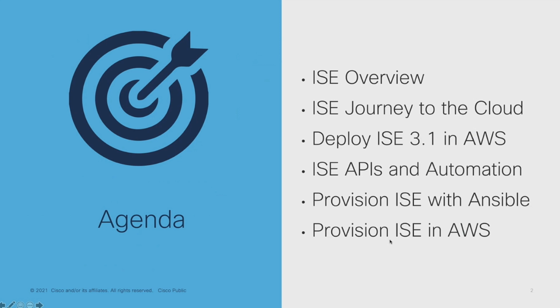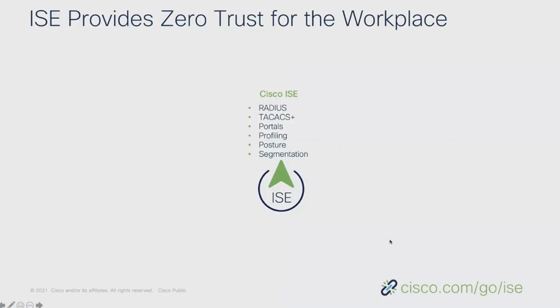So for those of you that don't know about ISE, I will do a quick overview of it, talk about our journey into the cloud, why we're doing it, what we're seeing from customers, actually do a demonstration showing you being deployed into AWS, talk about some of those APIs that we use for automation, and then actually go ahead and deploy it in one of my demo labs with Ansible, and then use that same playbook to go ahead and deploy it in our AWS instance that we provisioned earlier.